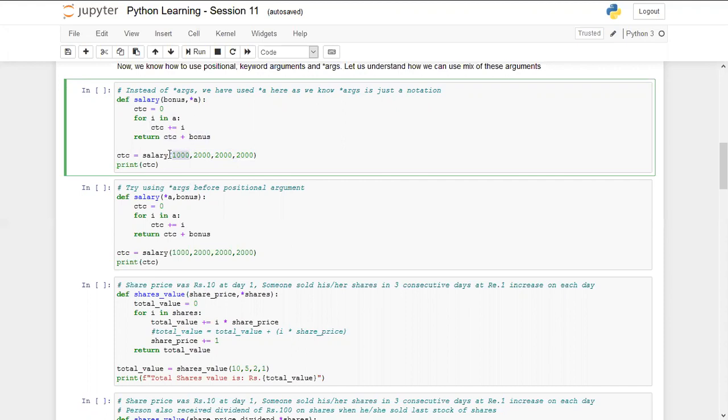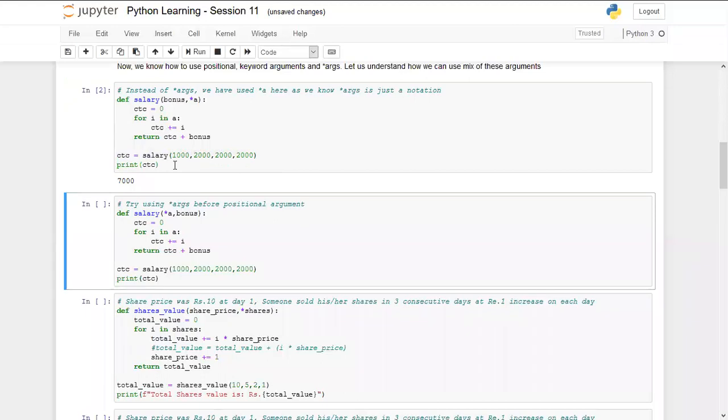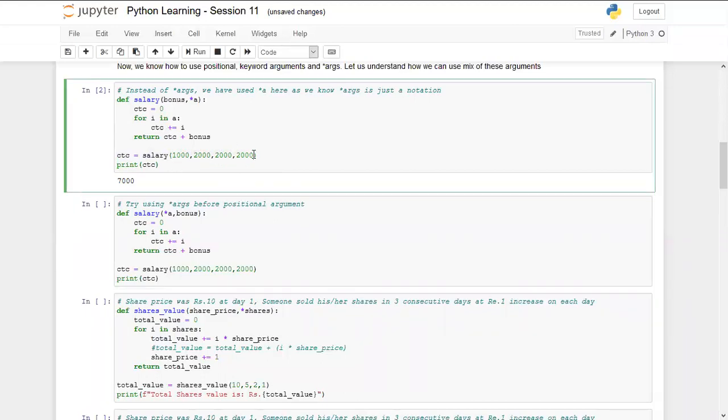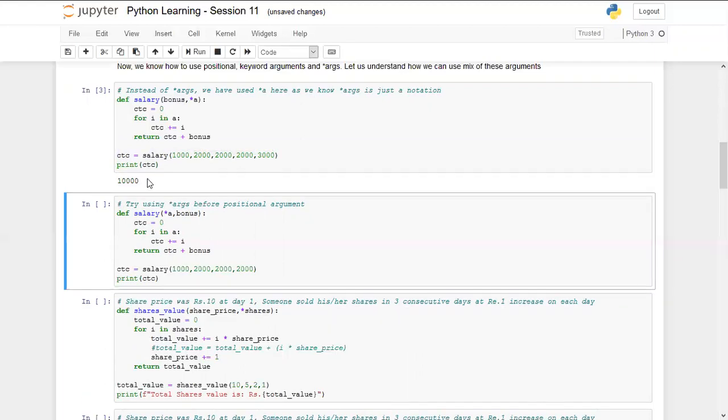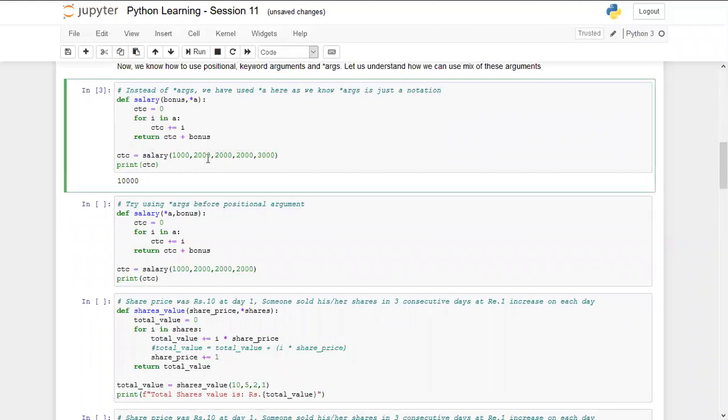Finally, we are storing the result in the variable CTC when we call this function, and we are printing it. Let's run it, and we can see that it returns 7000. Now the advantage is, if we add one more value like 3000 at the end, you can see that bonus still takes 1000 and all the rest of the values are consumed by *args. Let's run it and you can see that it gives the correct result, and this is how it works with the combination of positional and *args arguments.